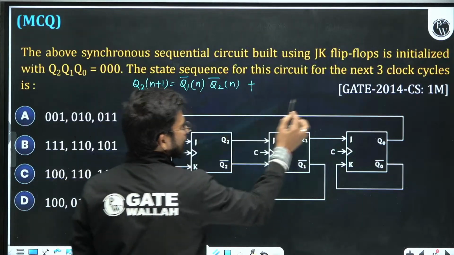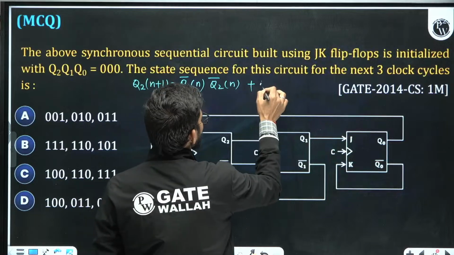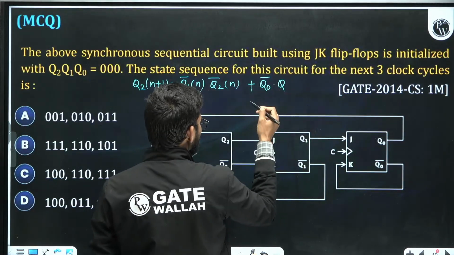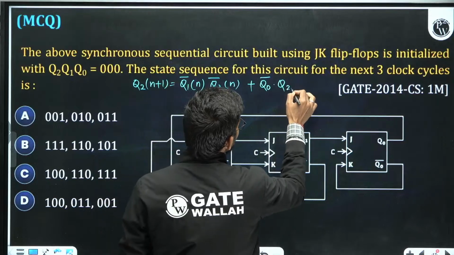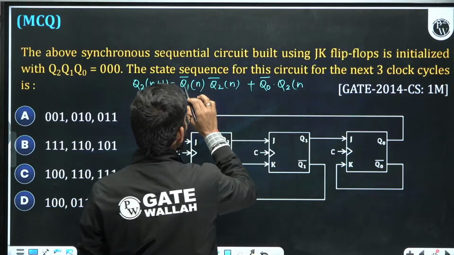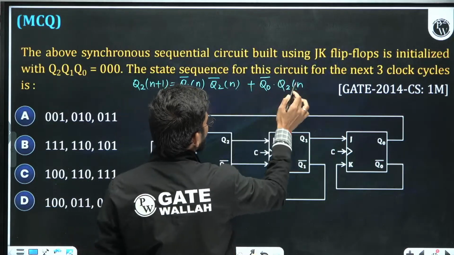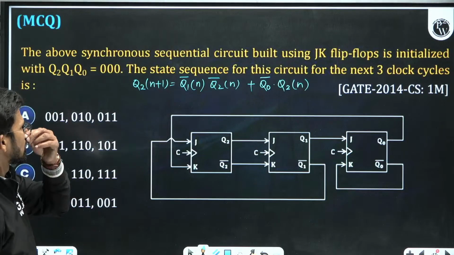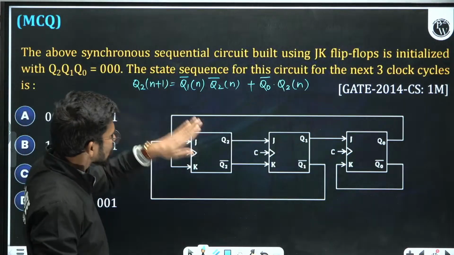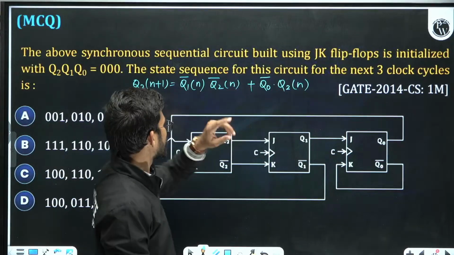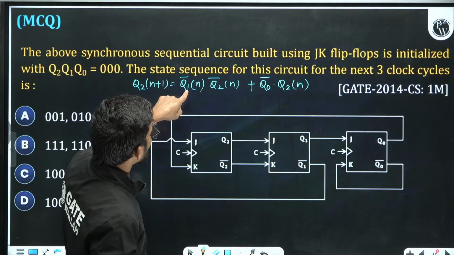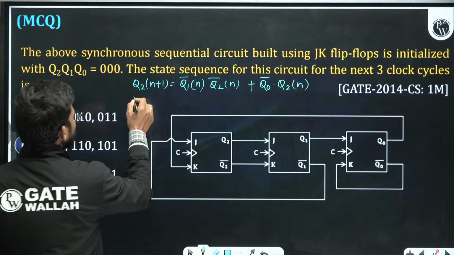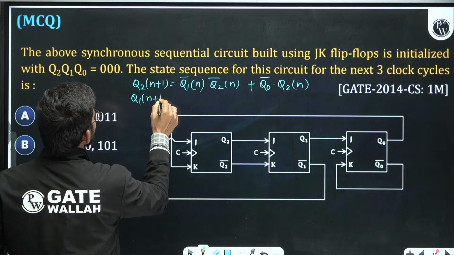K2 is nothing but Q0, so K2 bar is Q0 bar, into K2 bar Q2. J2 Q2 bar plus K2 bar Q2, so this is the characteristic equation. I cannot solve it further. So the next state of Q2 is based on this characteristic equation. If I know the value of present output state of Q1, Q2, Q0, then I can find out the J2.